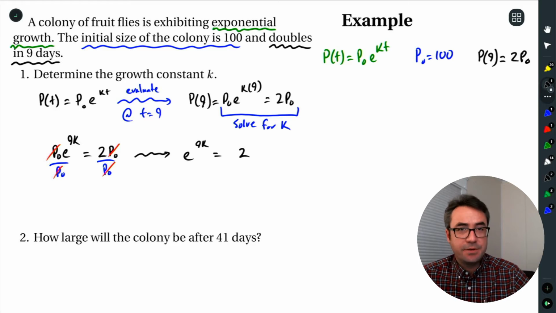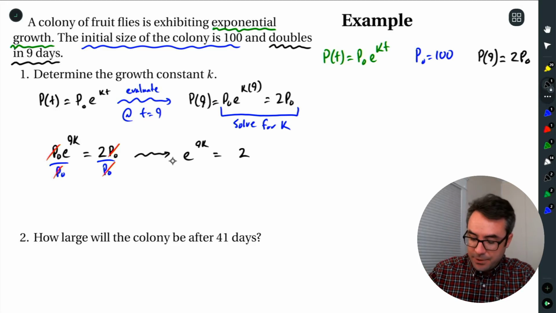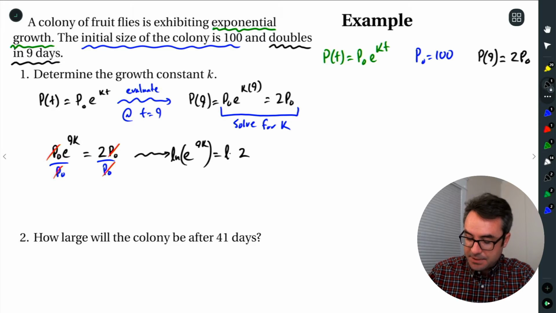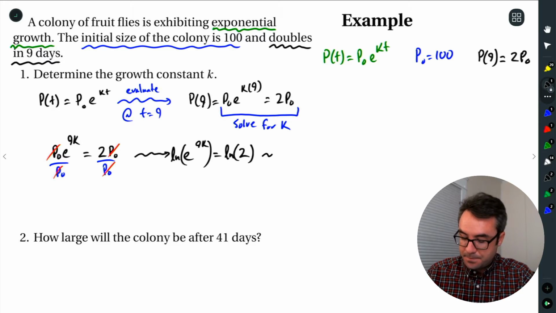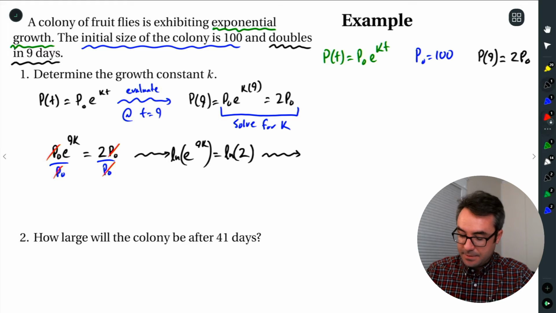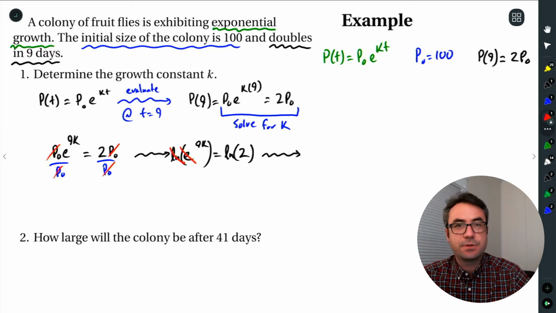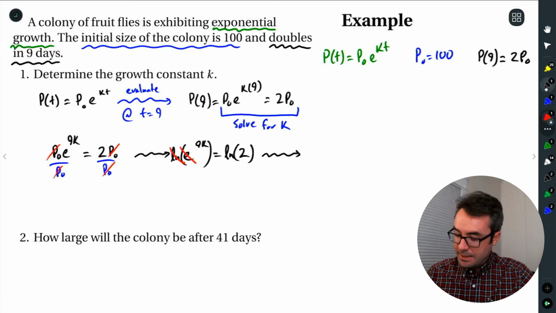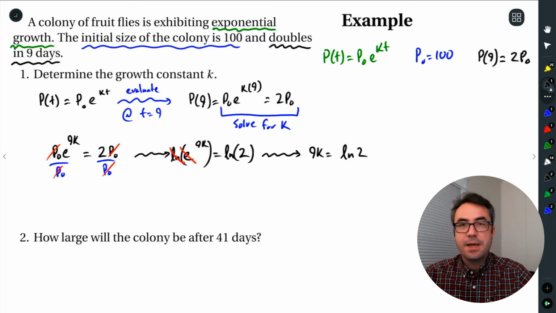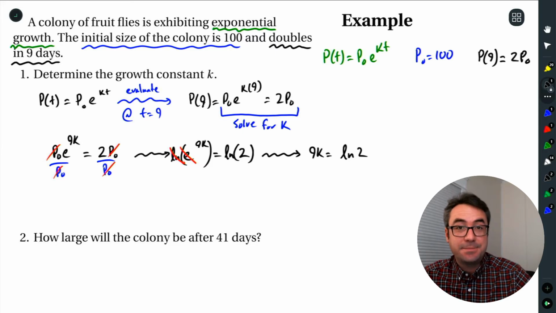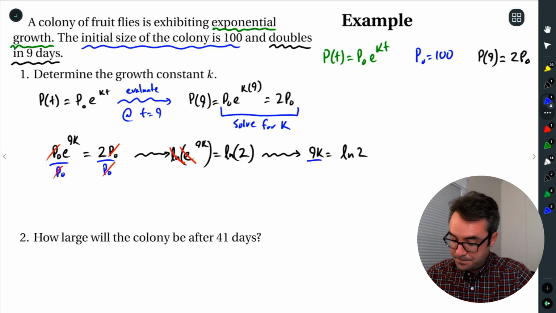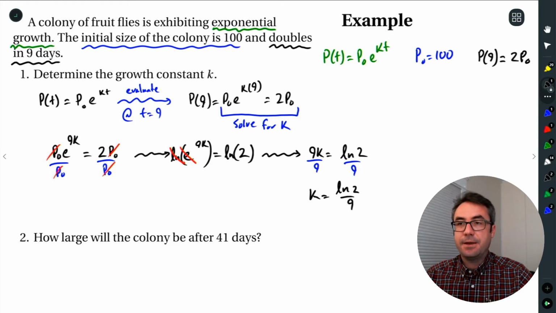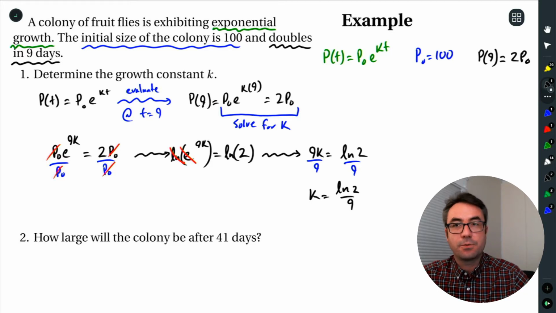And then to get rid of that exponential function, what do we do? We apply natural log to both sides. And natural log and natural exponential cancel out. So we're left with 9k is equal to natural log 2. Then we divide by 9 to get k. And so this gives us k is equal to natural log 2 over 9. And we found our growth constant.